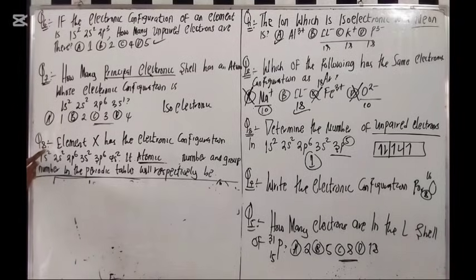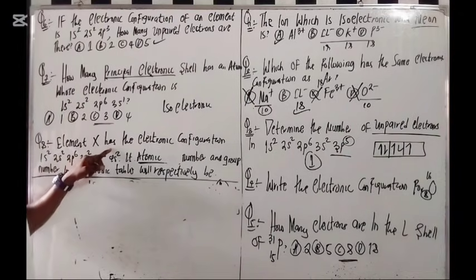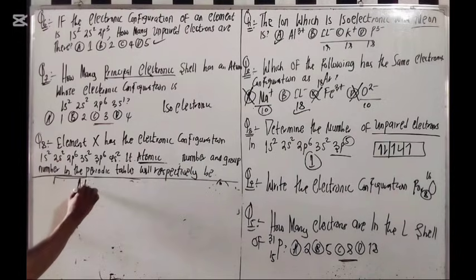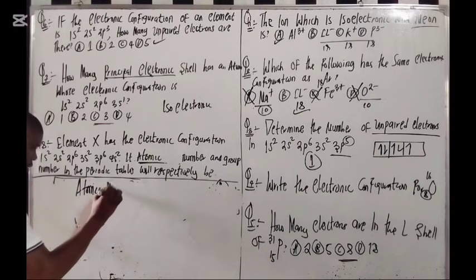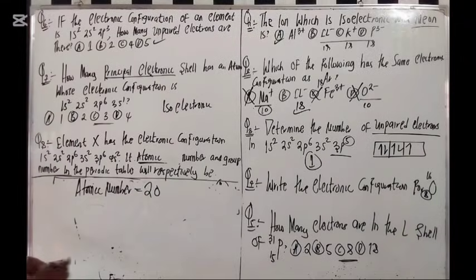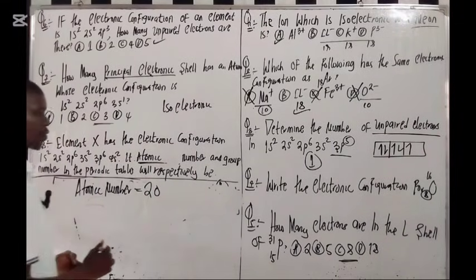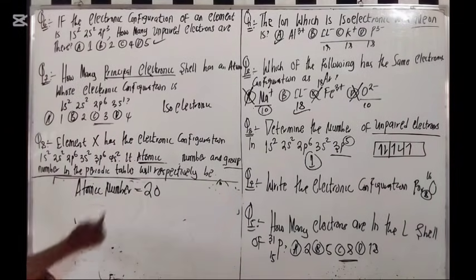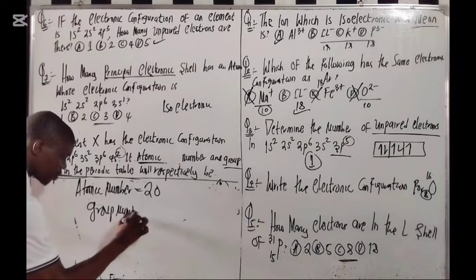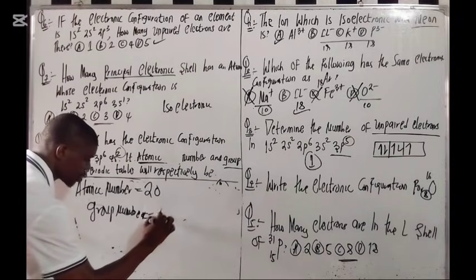You look at it. 2 plus 2 plus 6 making it 10, plus 2 making it 12, plus 6 making it 18, plus 2 is 20. So the atomic number is 20. Then what is the group? The group number is 2.